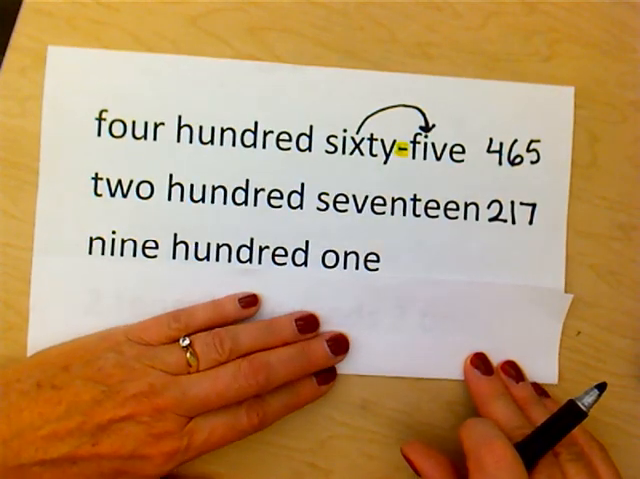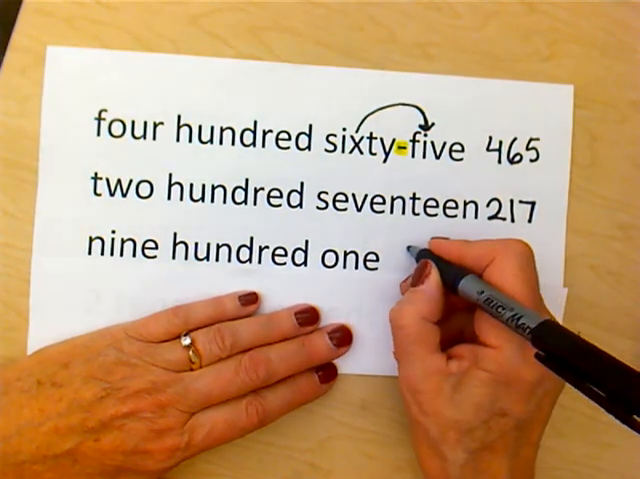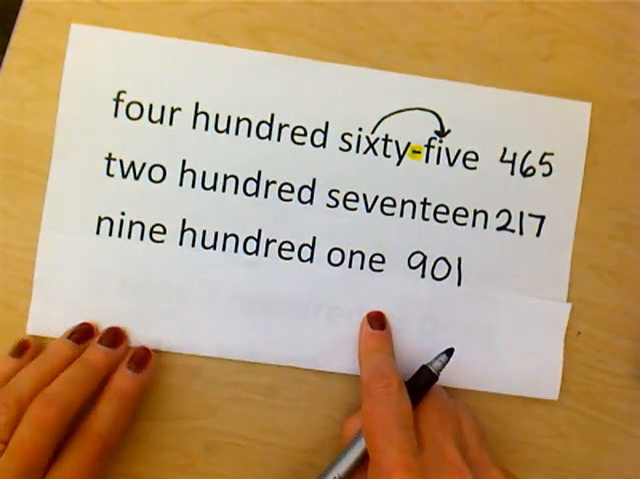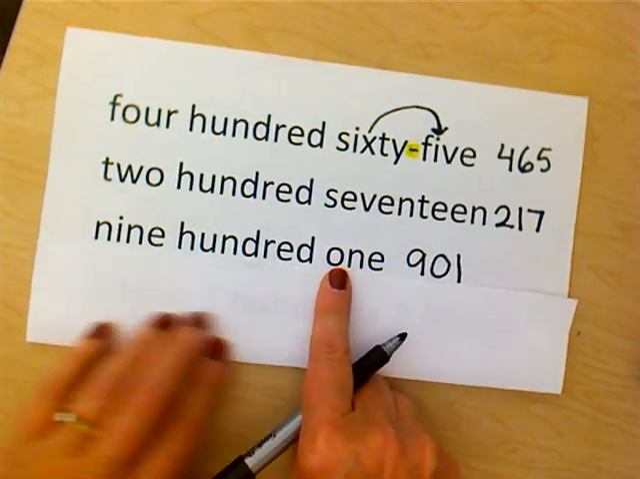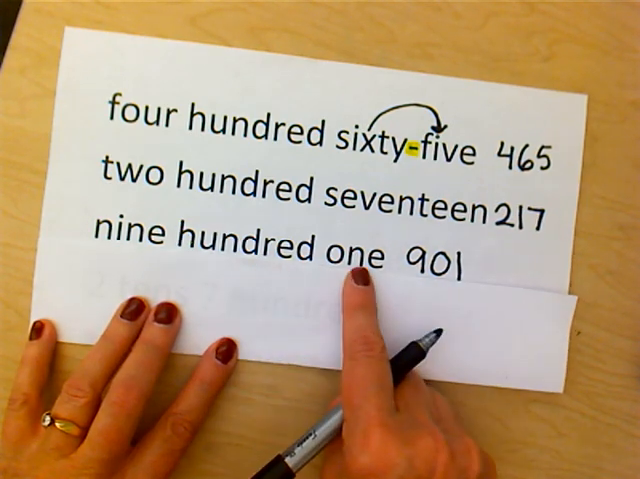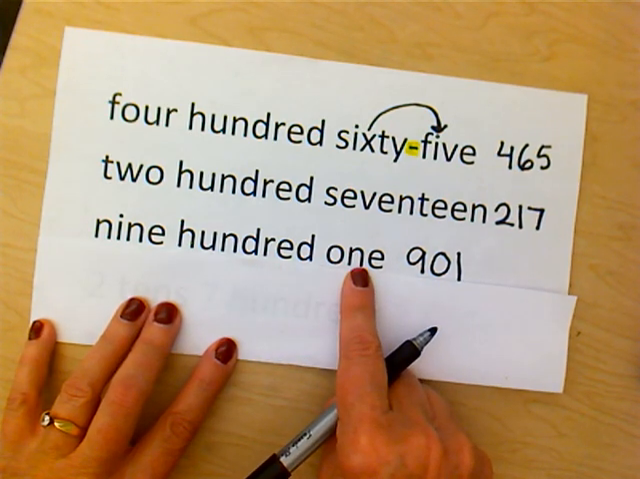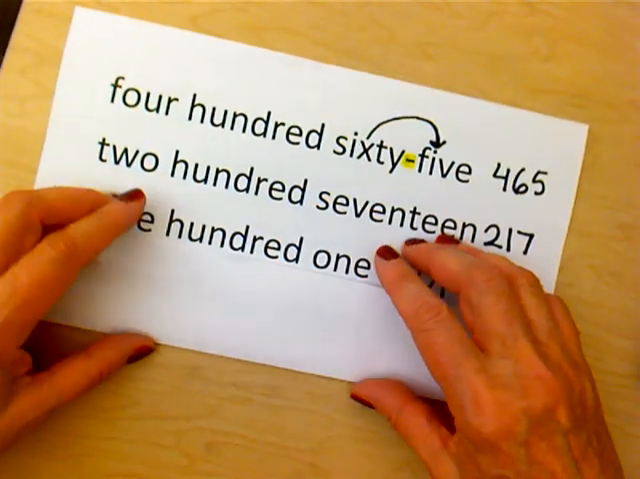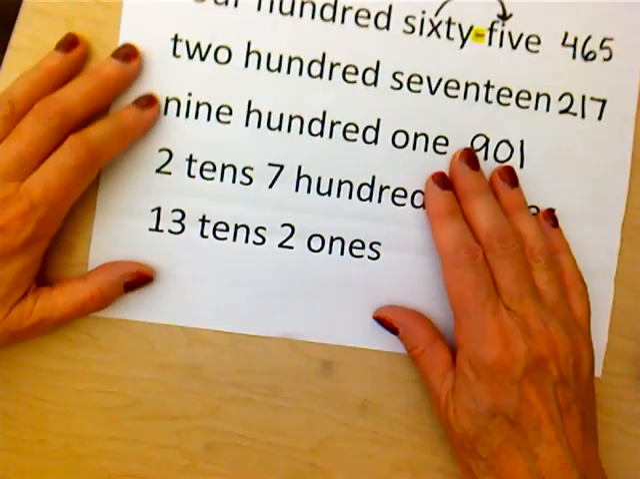Did you write it down? I hope you did. 901. Exactly the way you read it, 901 is exactly how you write it. I'm not connecting tens and ones, so I do not need to have a hyphen. So far, only the first one required a hyphen. Then I'm going to come down to my last one.